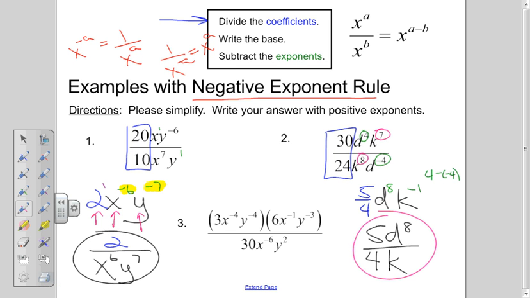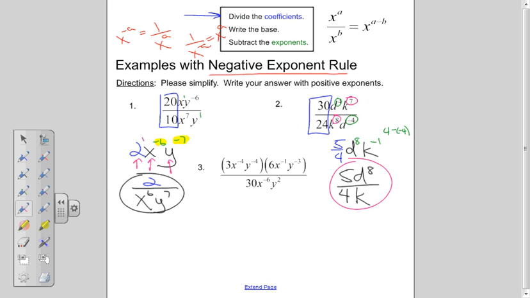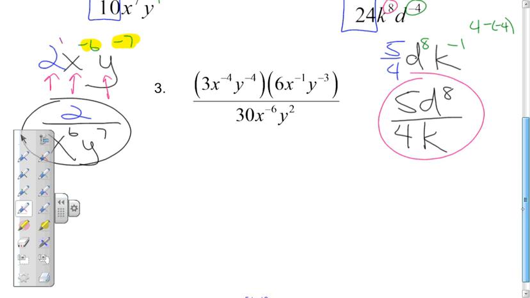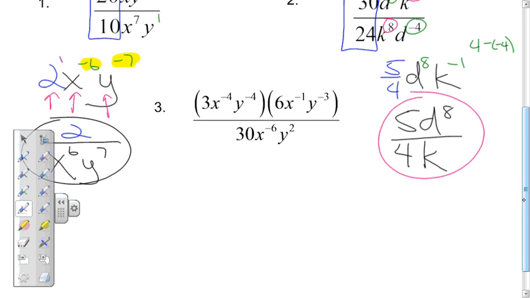Okay, so going on to this next example here, where it says, let's extend the page, 3x to the negative 4th, y to the negative 4th, times 6x to the negative 1, y to the negative 3, all divided by 30x to the negative 6, y squared.